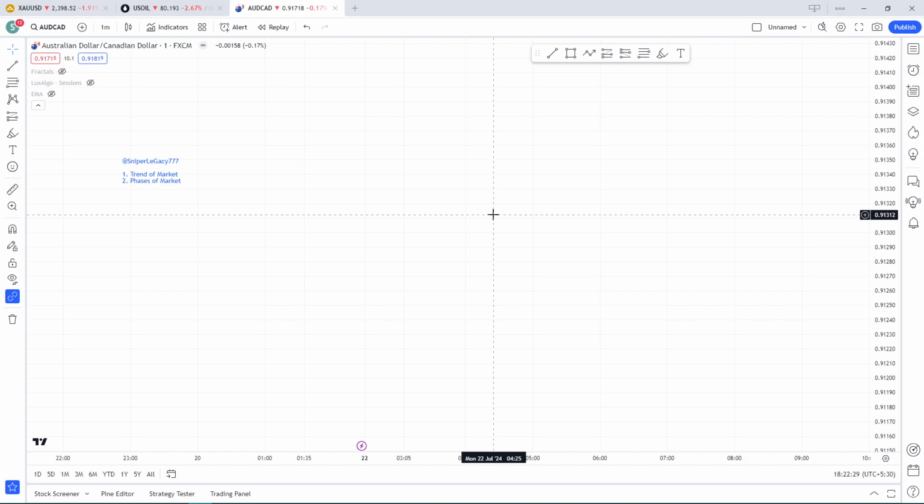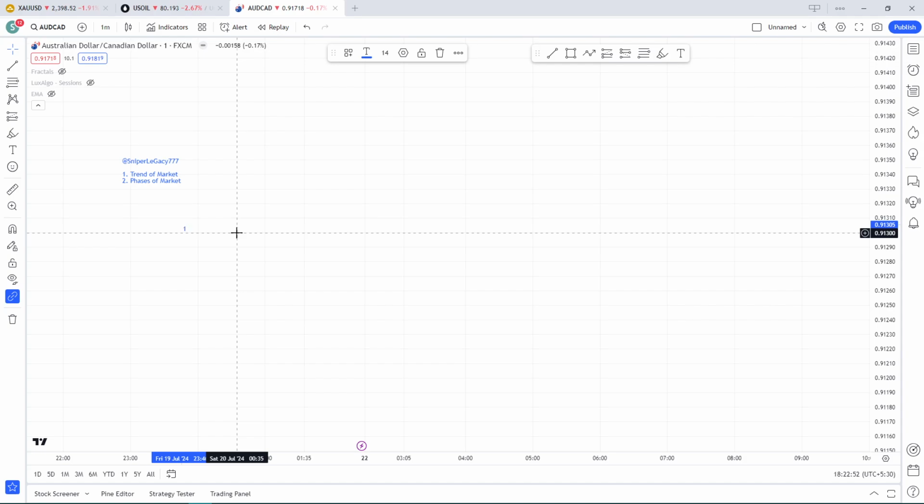Market moves in these 4 phases, and irrespective of these phases, anything can happen next. We always have probability, so we cannot tell that after phase 2, phase 3 is going to come, or after phase 3, phase 4 is going to come. So I'm going to explain what the 4 phases are. The first phase that we have is accumulation. The second phase we have is uptrend.